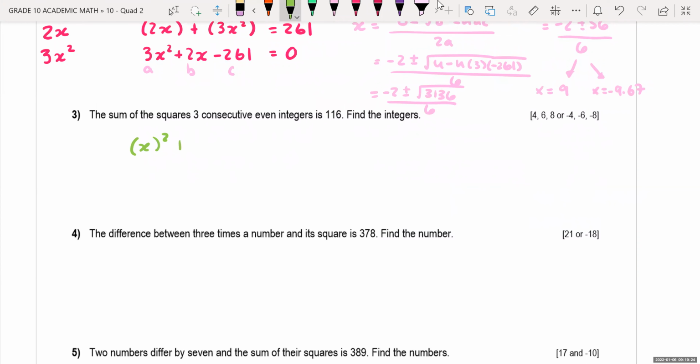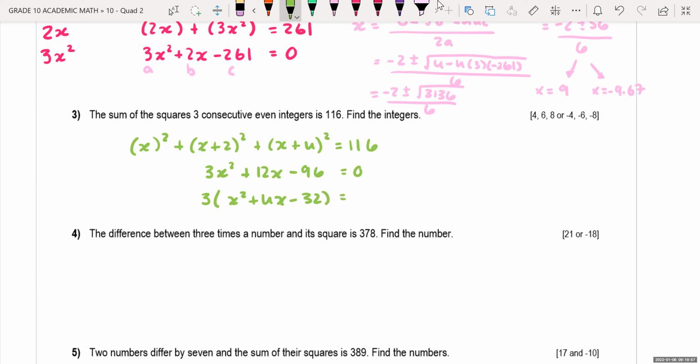So it's just going to be x squared plus x plus 2 squared plus x plus 4 squared is equal to 116. The only difference is when we did our practice question, it wasn't even integers. This one is even, not a big deal. It's the same thing. It ends up being this very long polynomial, and then you'll reduce it to get 3x squared plus 12x minus 96 is equal to 0. You'll factor out the 3 to get x squared plus 4x minus 32 is equal to 0. This is very easy to factor. So you'll basically just get x plus 8.